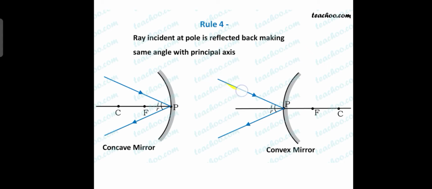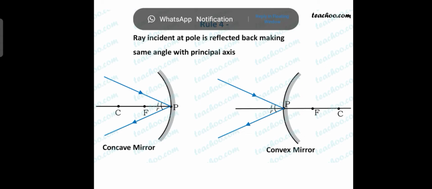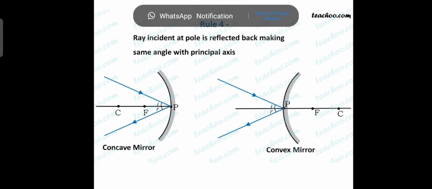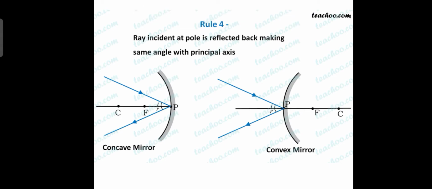In the case of the convex mirror also, you can see it is hitting at the pole, and it will be reflected back with the same angle. Here this principal axis will act as a normal line and the incident angle will be equal to the reflected angle. This is the angle you can see. Here also the same is taking place. So these are the 4 rules for drawing the ray diagram. By observing these laws, we can draw the ray diagram.